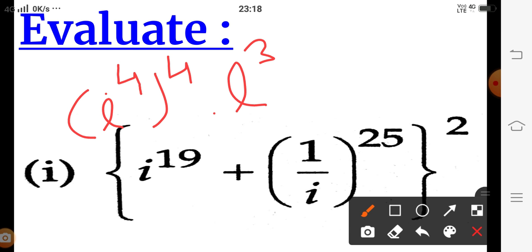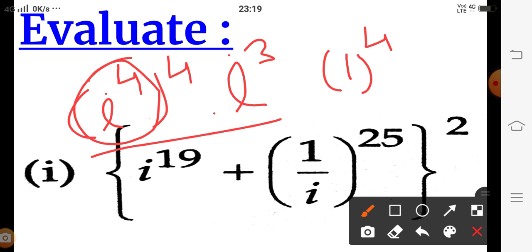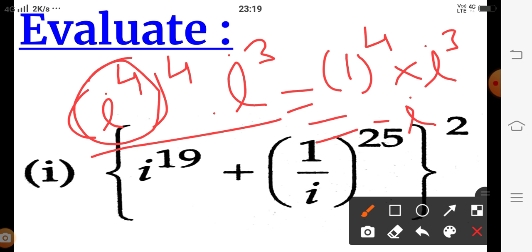Means i^19 can be written as i^4 to the power 4 into i^3. Bases are the same, so the powers are added, and you get i^19. Solving this, the value of i^4 we know is 1, then 1 to the power 4 into i^3. 1 to the power 4 is 1 and i^3 you are getting as minus i. Only 4 values we have to remember.